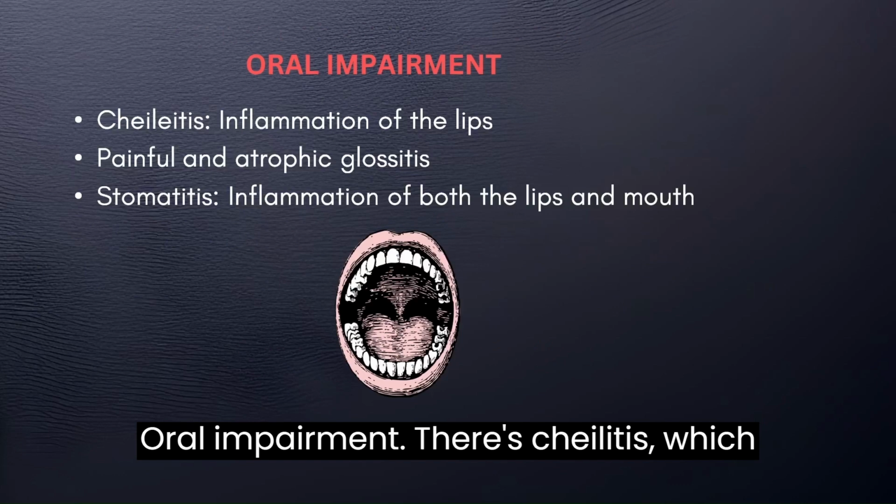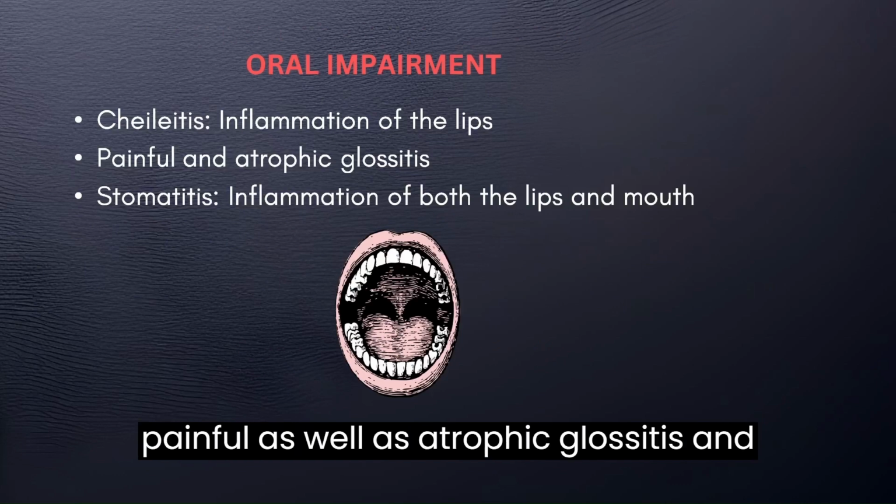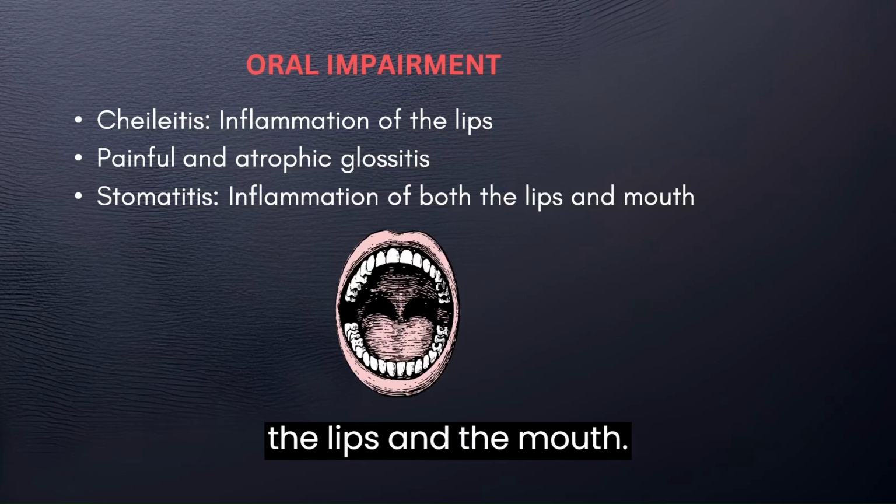Oral impairment. There is cheilitis, which is inflammation of the lips. There is painful as well as atrophic glossitis, and stomatitis, which is inflammation of both the lips and the mouth.